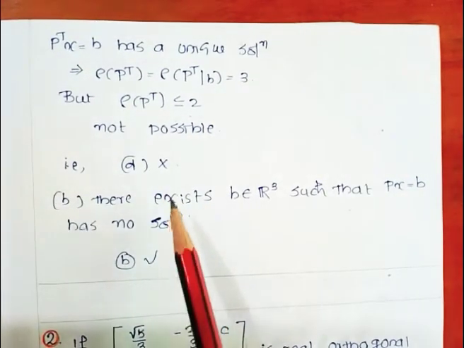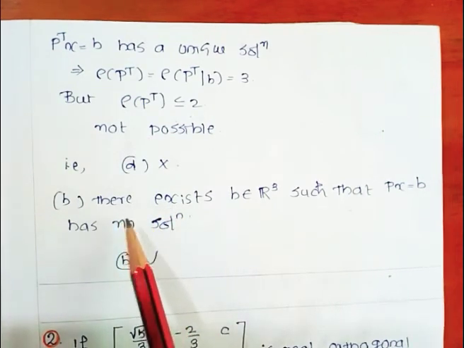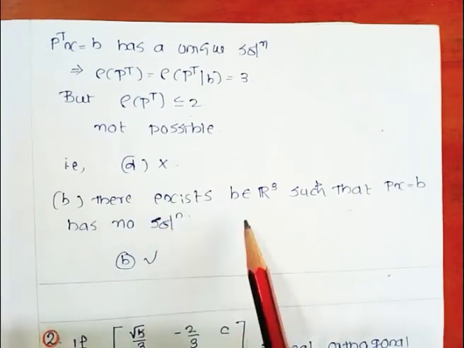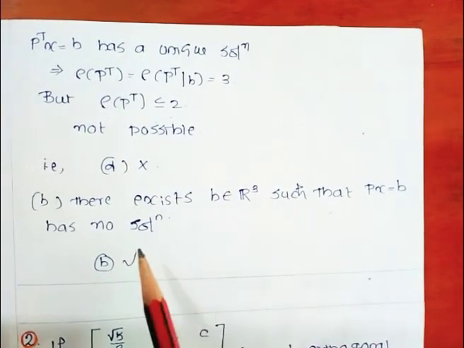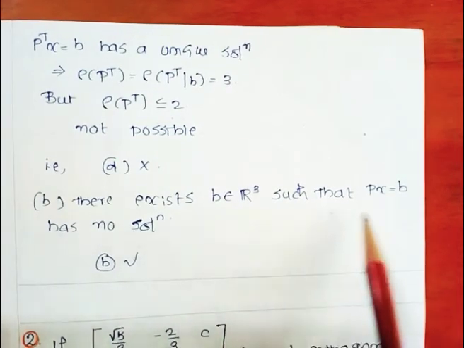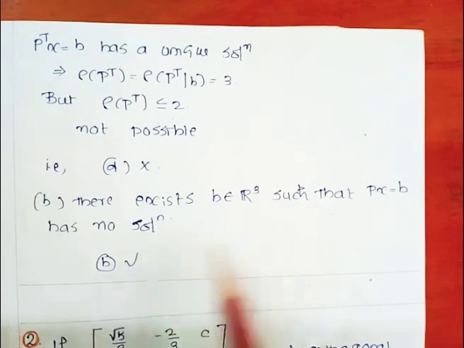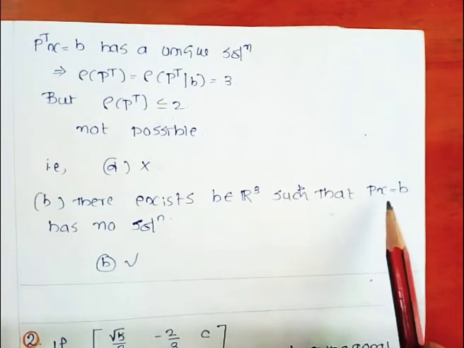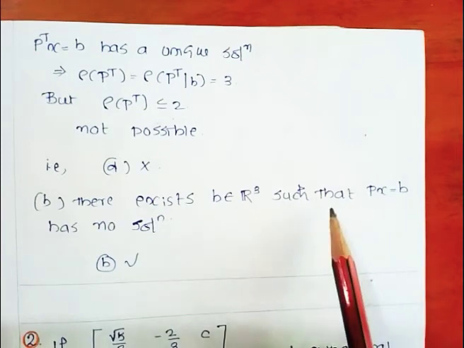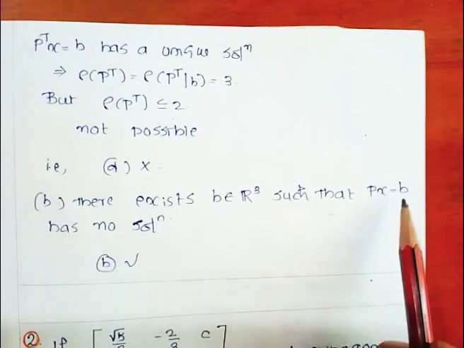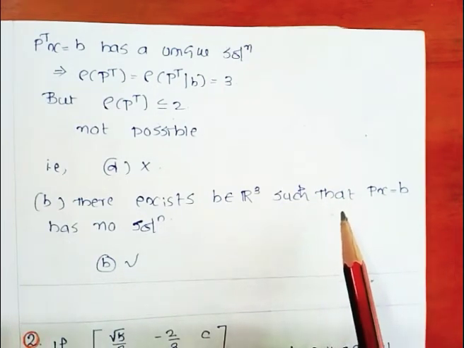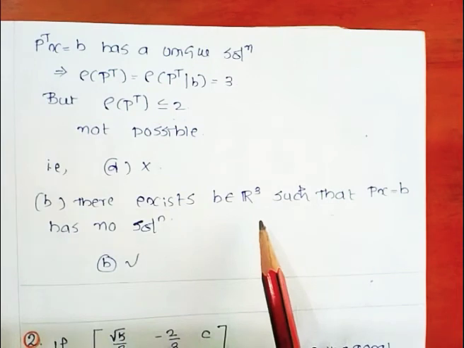Now our previous three options are wrong. Therefore our second option is automatically correct. That is, there exists a B belongs to R3 such that Px is equal to B has no solution. This is a true statement. So the correct option of this question is option B. For that, it is a non-homogeneous system of equations Px is equal to B, which has no solution by choosing a B such that rank of the matrix P is not equal to rank of the augmented matrix P with B. By choosing such a B, we get that the system Px is equal to B has no solution. So the correct option of this question is option B.